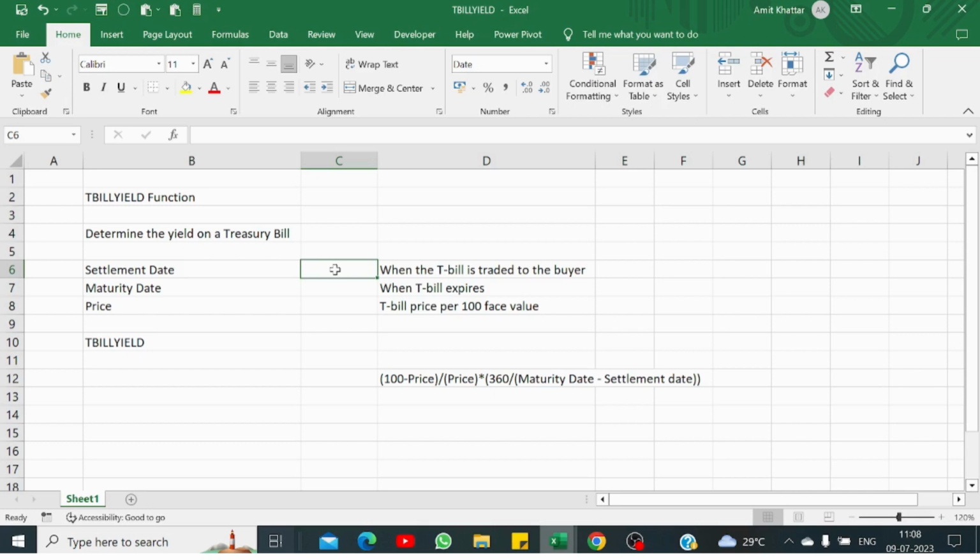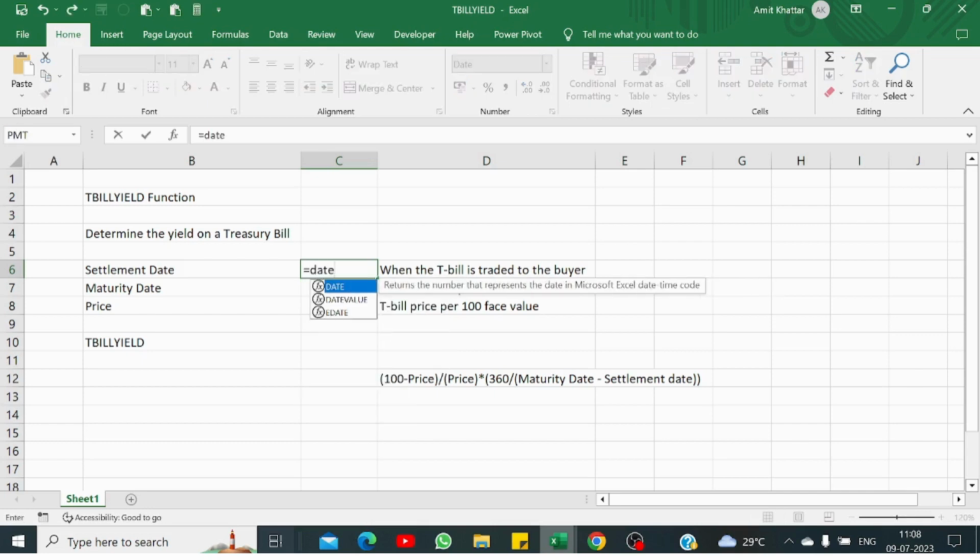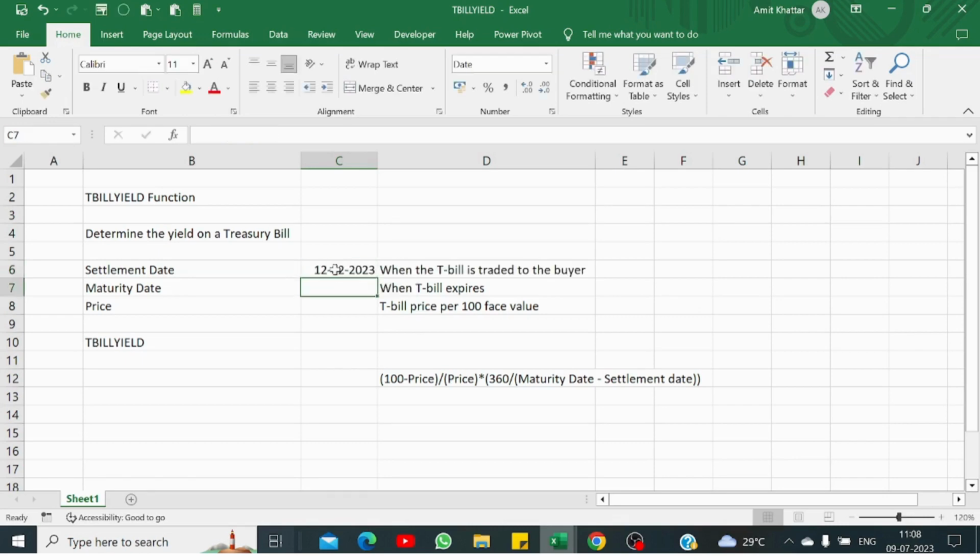So let me use the date function for the settlement date. I write 2023, second month, and 12. In the same way, we'll put in the maturity date using the date function: 2023, say sixth month. Suppose I consider the price to be 97, as normally a T-bill is issued at a discount and redeemed at par.